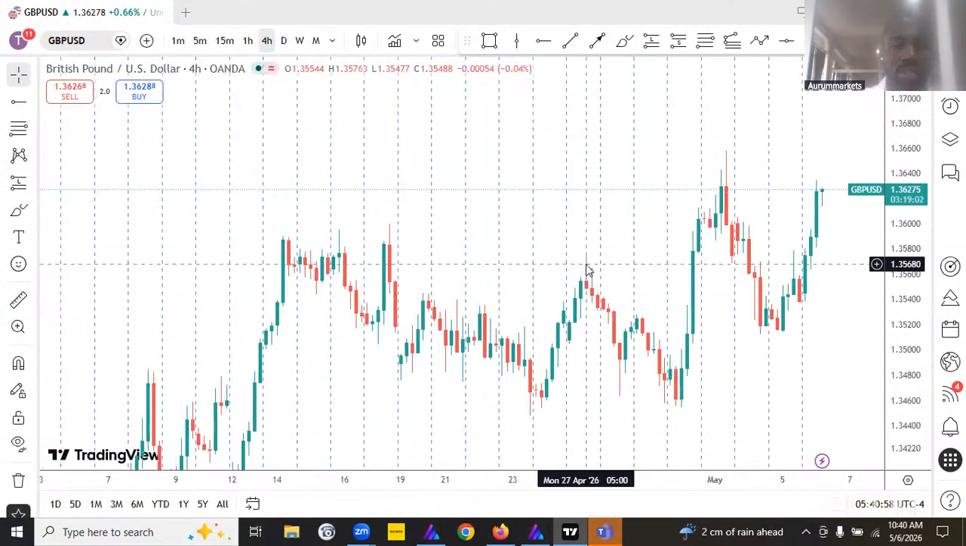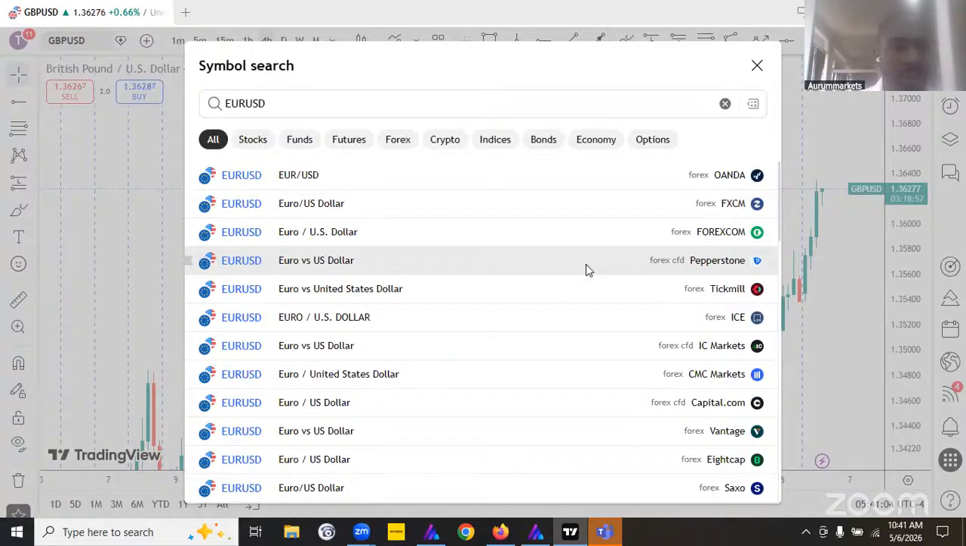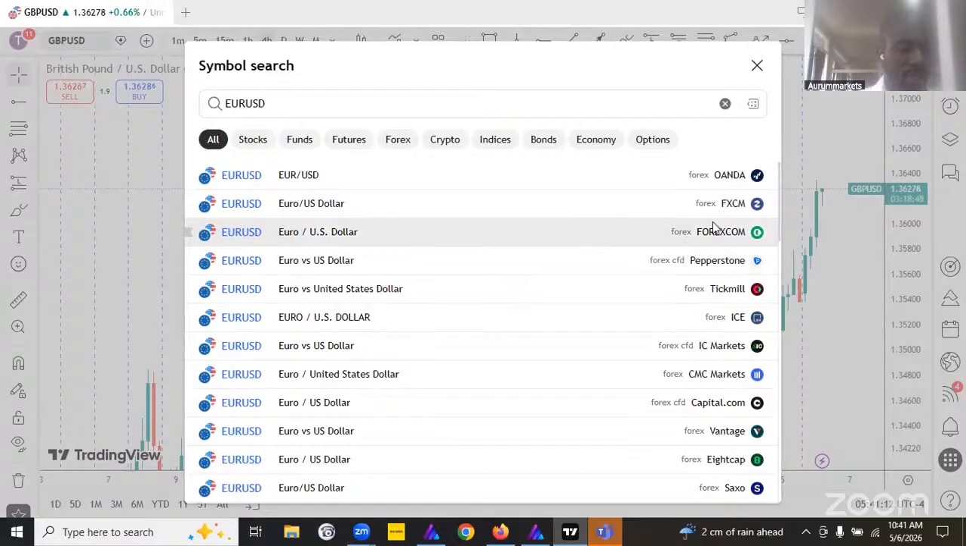Same for Euro USD. I'm sure you can see my trade. This is my trade of Euro USD. You can see massive profits on Euro USD. Same for GBP.